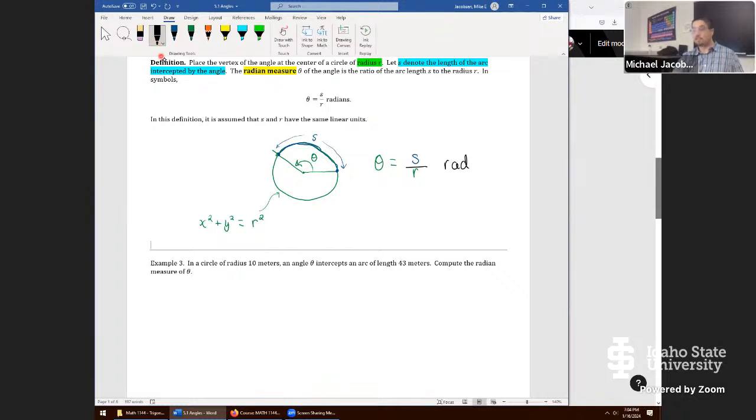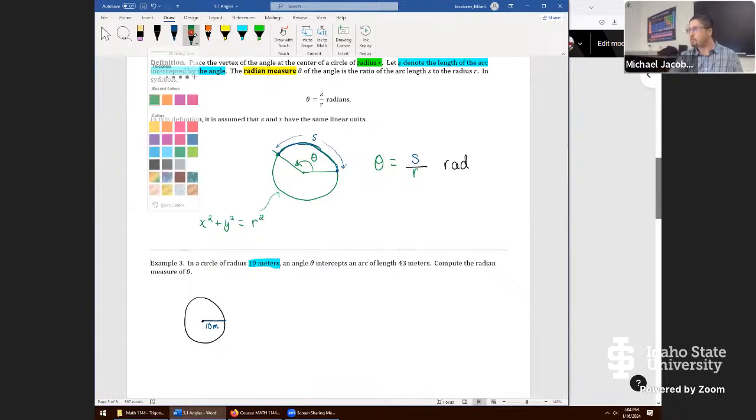let's start by just drawing the circle. Its radius is 10 meters, so we'll put in, actually want that in blue. Let's put the center here. And here's the radius 10 meters going this way. Now, next it tells us an angle theta intercepts an arc of length 43 meters.